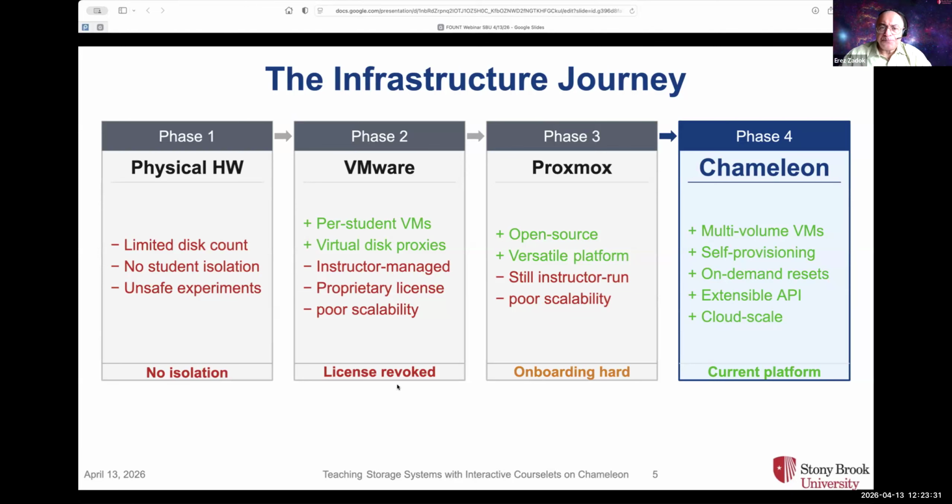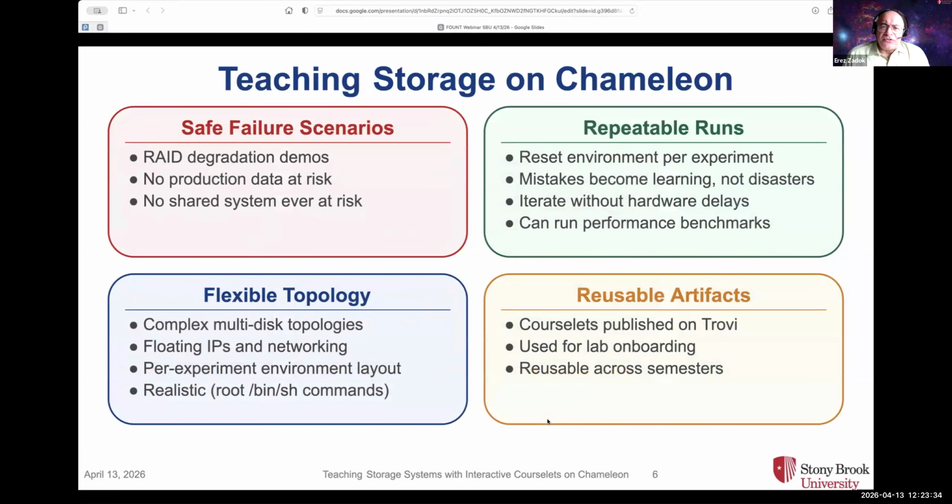Okay. So what are the kinds of things that we've done when teaching storage systems on Chameleon? We did a number of different topics. One is safe failure scenarios, like how RAID systems operate when they begin to degrade because some of the devices are not operating. That way we're not putting any production data at risk, and we actually see what data loss looks like, whether you can recover from it, or how you mitigate or prevent it in the first place.